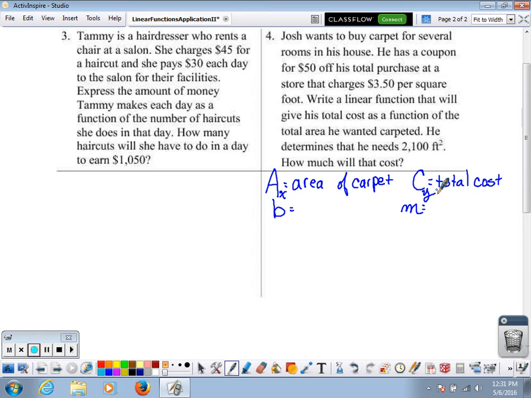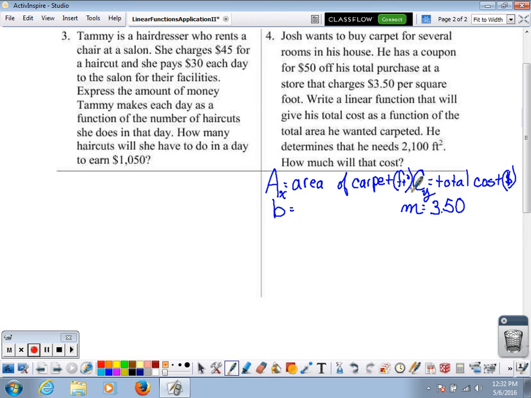Now, with that in mind, where in the story do I see something about cost per square foot? Hutch? Very good. So that's my M. That's my slope. $3.50. That's the cost per square foot. What about a starting point? What's the cost before he has any square feet that he needs to buy? And this is a little bit tricky.